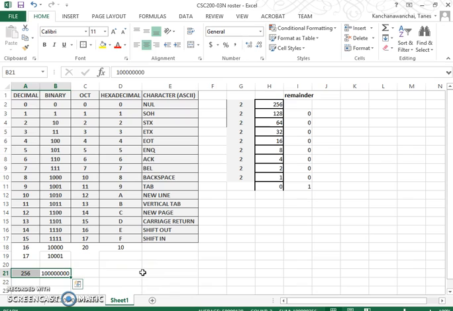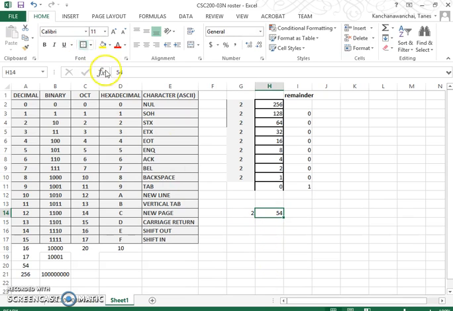Now, let me give you another example. Let's say I give you 54. So let's do it again. I'm going to start with 54 here. And if you want to do binary, we have to divide by 2. What do you get? 27, remainder is 0. 27 divided by 2, how many? 13, remainder is 1, correct?